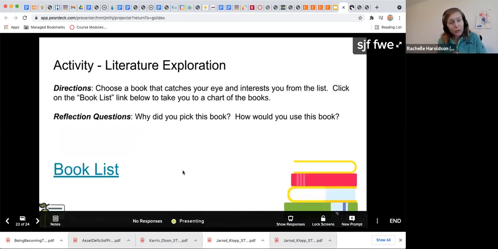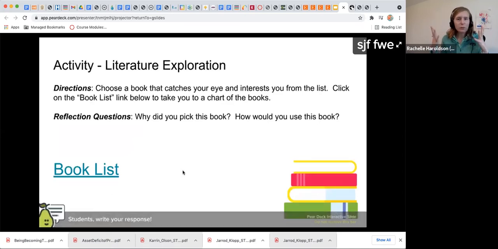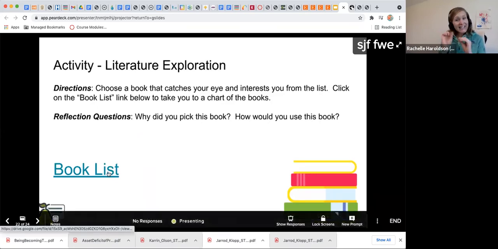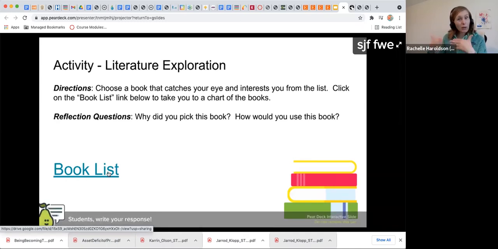Okay, so time for you to do a little bit of exploration and thinking about these books and how you could use them in your own classroom or your own experience, depending on what your job and your position is. So the directions, choose a book. This is the book list. And in the book list are links to either Amazon or Goodreads so that you can get a little bit more information about each of the books. Choose a book that catches your eye and interests you from the list. Then click on the book list and that will take you to the chart of books. And then look through, try to find one that catches your eye, go to the Amazon site or go to the Goodreads, read about the book, what is it about, what are the characters doing?